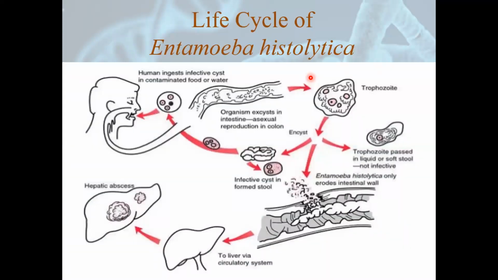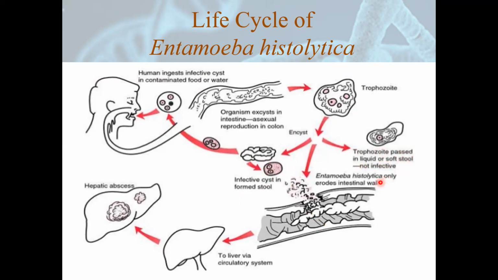This is the life cycle of Entamoeba histolytica. See here, humans ingest infective cyst in contaminated food or water, and then it carries out asexual reproduction inside the colon. Here, this is the trophozoite that is formed. This is the cyst that is formed in the stool, and then it is again released.